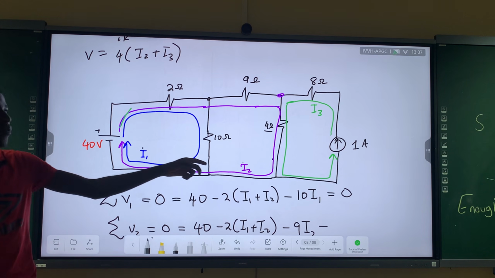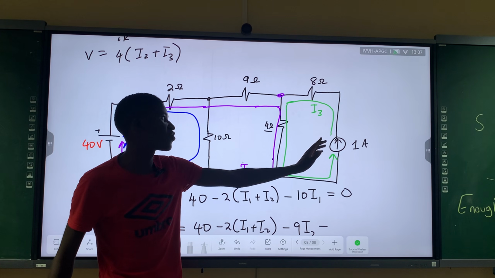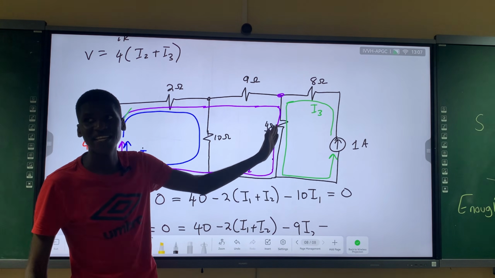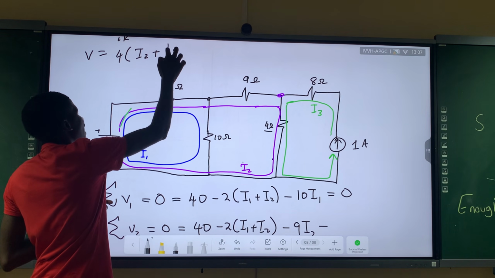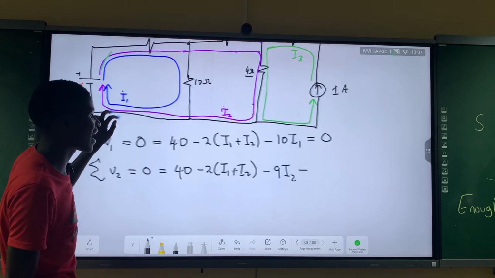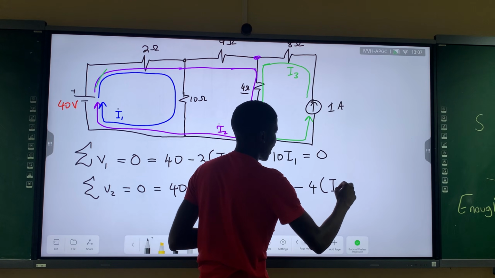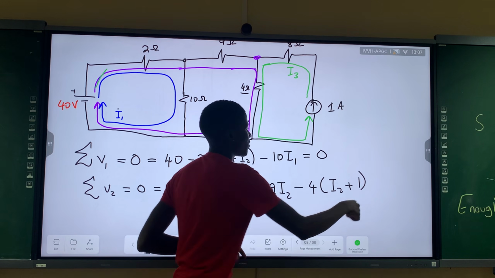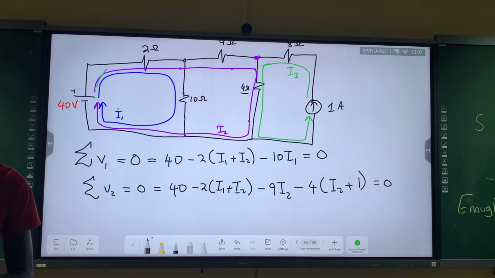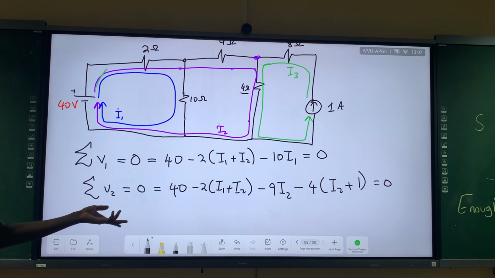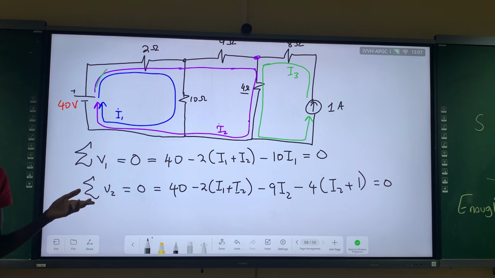And I3, we know the value of I3, right? Yes, it's 1. You can see that it's coming from this current source, so the current through this loop is already given as 1. So I can say that this is 4 times (I2 plus 1). So this is minus 4 into (I2 plus 1) equals 0. The maths is what's important, so first you make the expression, then the maths follows. So you do your maths to solve for I1 and I2 simultaneously, because we have 2 equations.